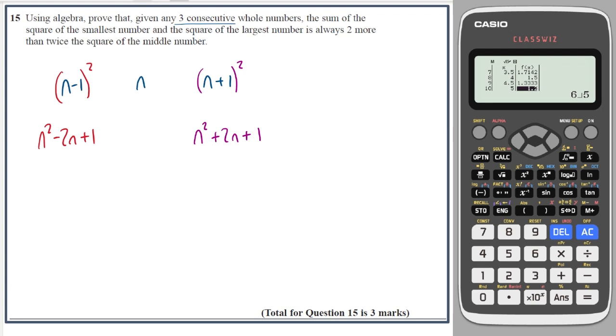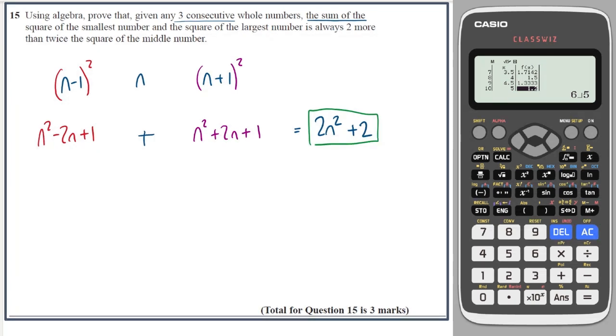Okay, so let's do that. It asks us for the sum of these two things we've worked out. So I'm going to find the sum by adding them together. And that's going to give me 2n squared. The n's are going to cancel out, and 1 plus 1 is plus 2. Okay, so this is what I've got so far. And it's always 2 more than twice the square of the middle number.